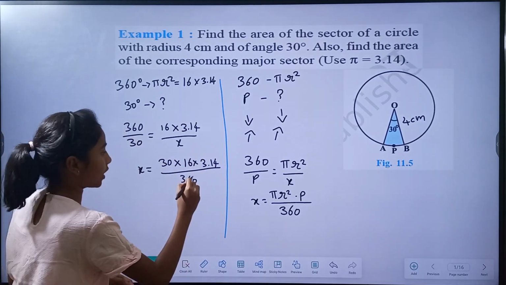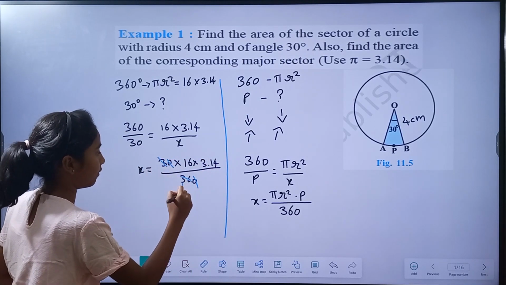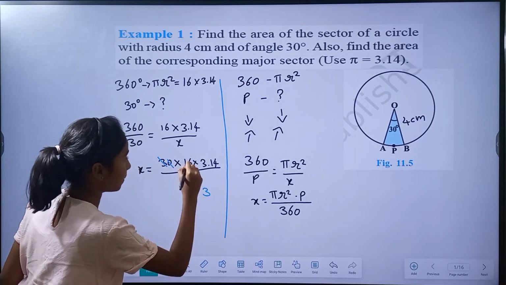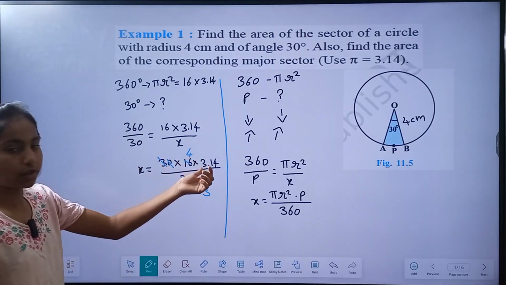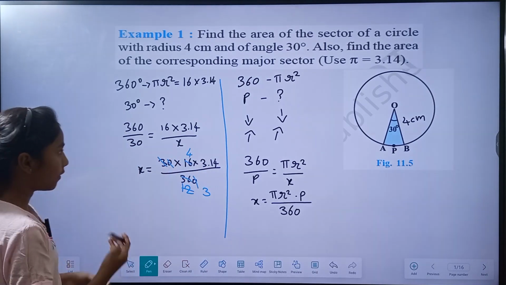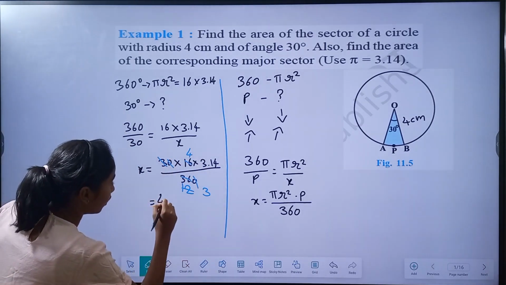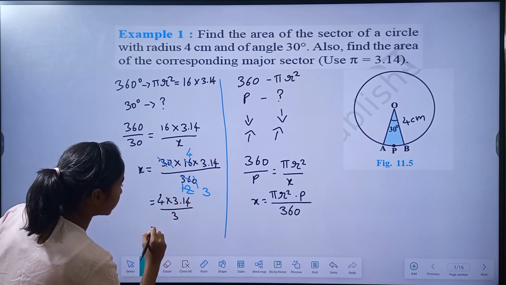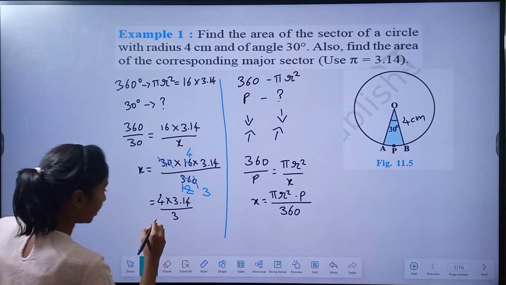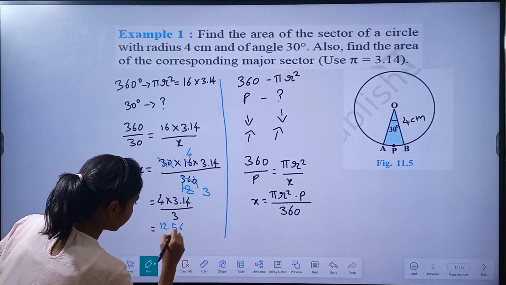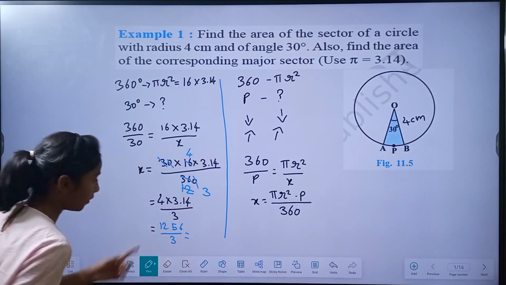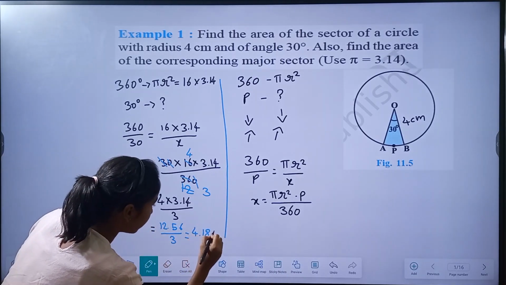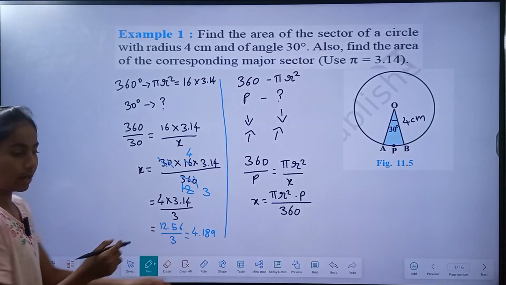Now the zero cancels, and we can cancel by taking 3. Here 4 into 3.14, whole divided by 3. This is equal to 12.56 by 3, which equals 4.189. So we can take it as 4.19.